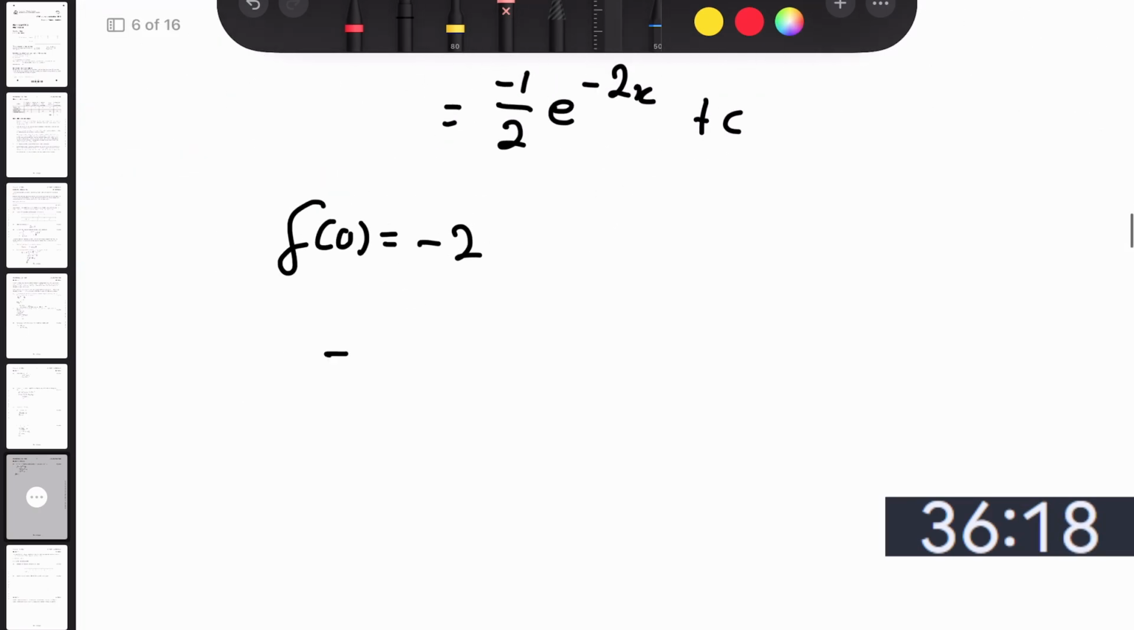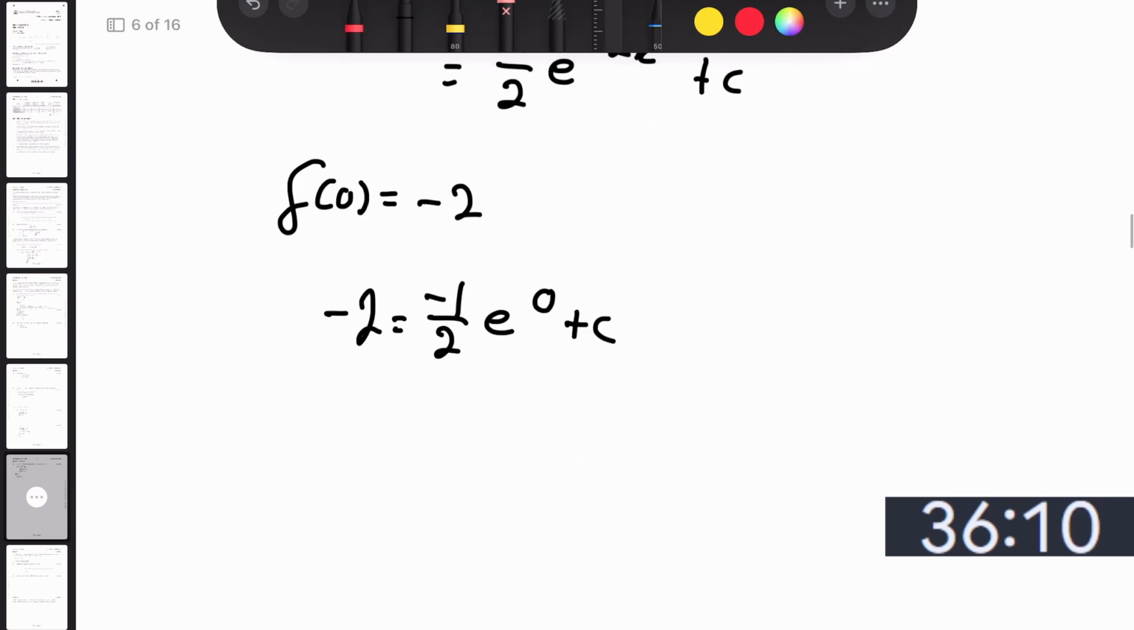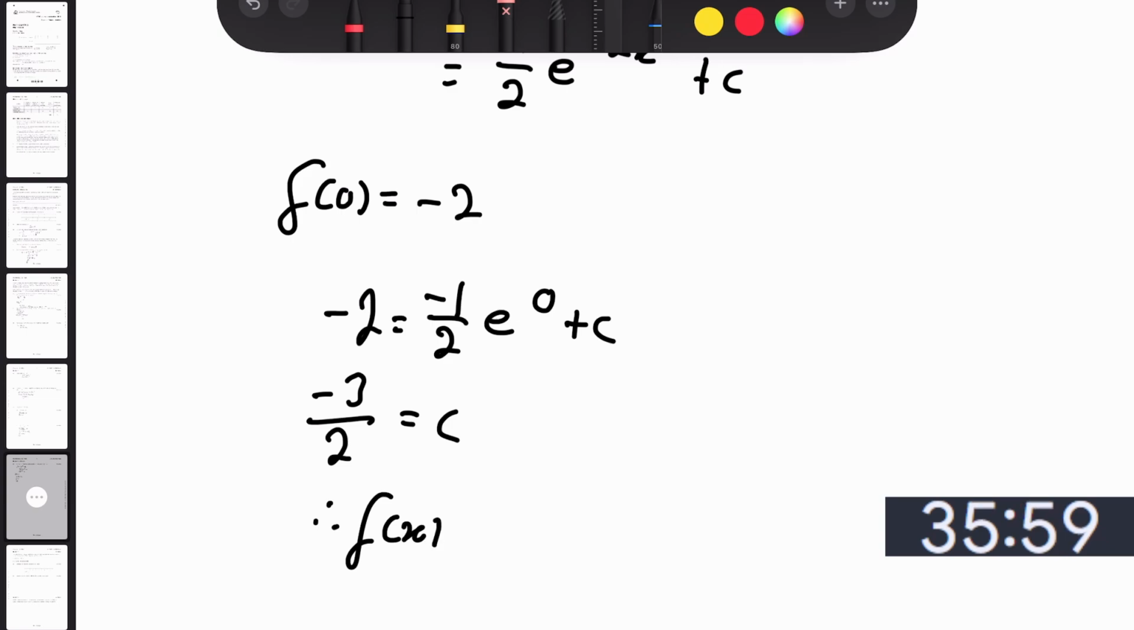Now f of 0 equals -2. So -2 is going to be equal to -half e to the 0 plus c. And then e to the 0 is just 1. So that's going to be -2 plus a half, which is going to be -3 on 4. Oh, sorry, -3 on 2. So that equals c. Therefore, f of x will be equal to -1/2 e to the -2x minus 3 on 2.